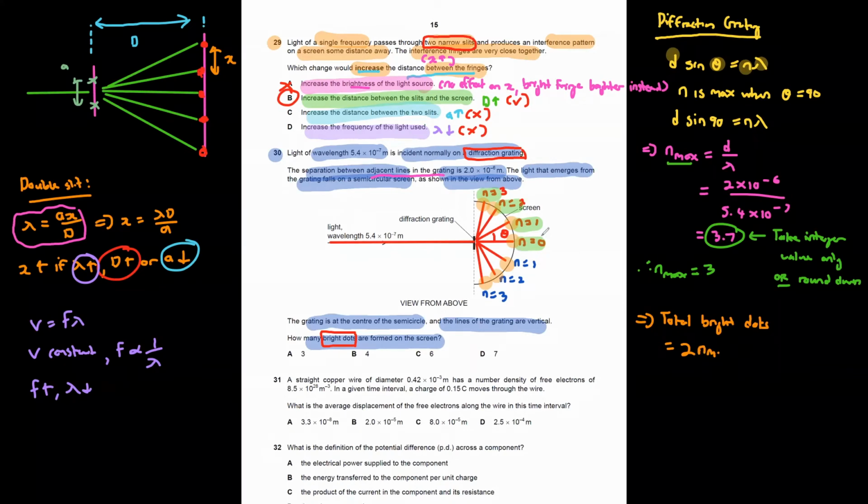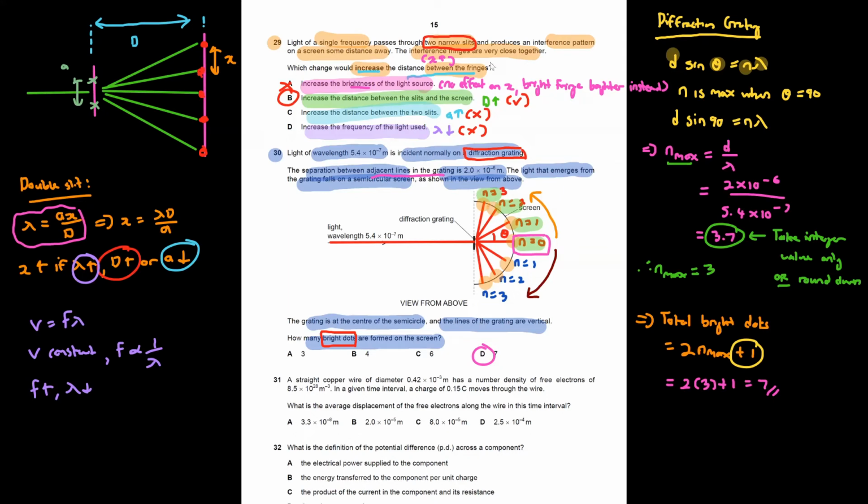plus 1. Why is it 2 n max in the first place? Because you have 0 going to n max above, and you also have 0 going to n max below, so you have twice the bright dots. So it is 2 times n max. And why do you have a plus 1 here? That is to take into account the bright dot at the center line. So if n max is known, you can just substitute the values. 2 times 3 plus 1 gives you 7. So the bright dots on the screen are just 7.